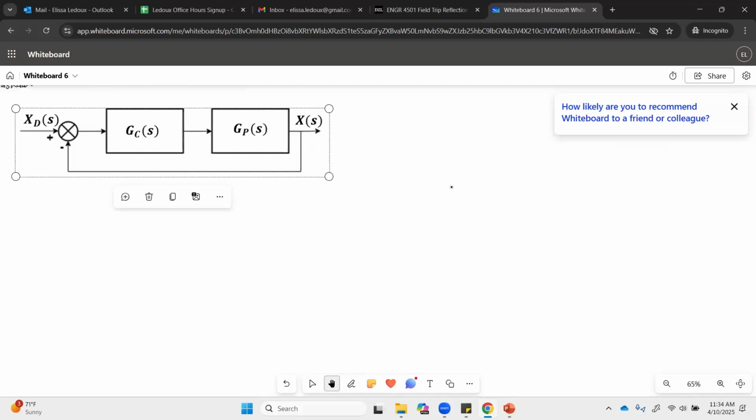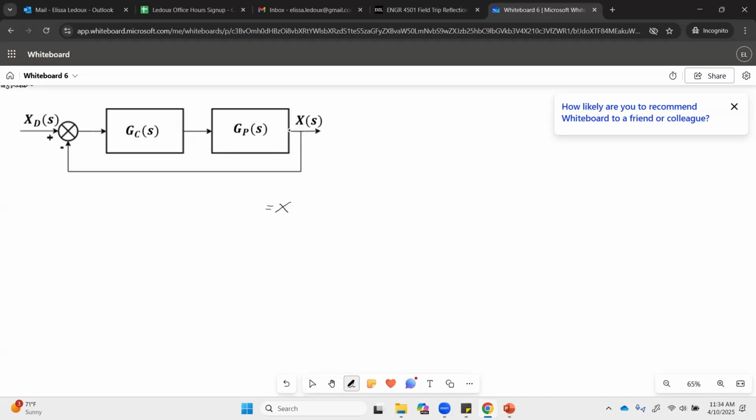We've got this system here. And we know that we have XD coming in on the left, and we've got X coming out on the right. So if X is the output, then we have to see what X is made of.